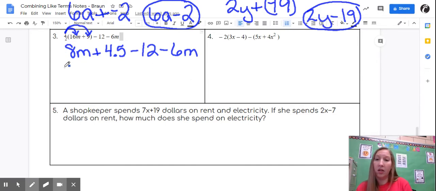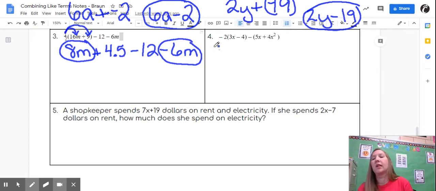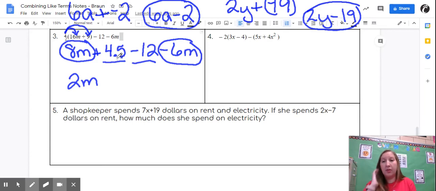So I'm going to take a look at my 8m minus 6m. We just need to make sure we include that sign, that minus 6m. And 8m minus 6m gives us 2m. And then I have 4.5 minus 12. Remember, if we're subtracting a number that's bigger, we can always do plus negative.